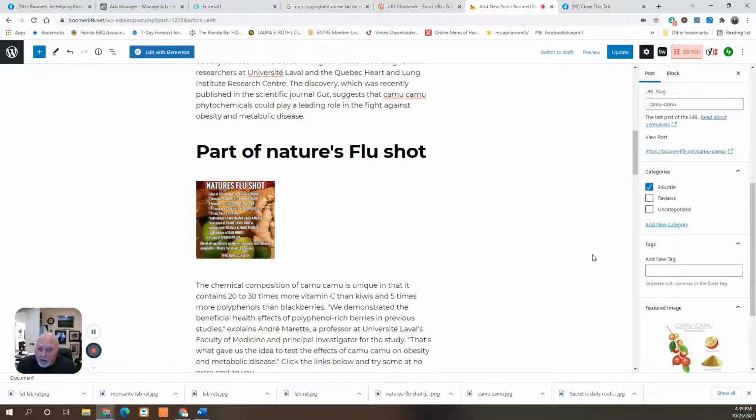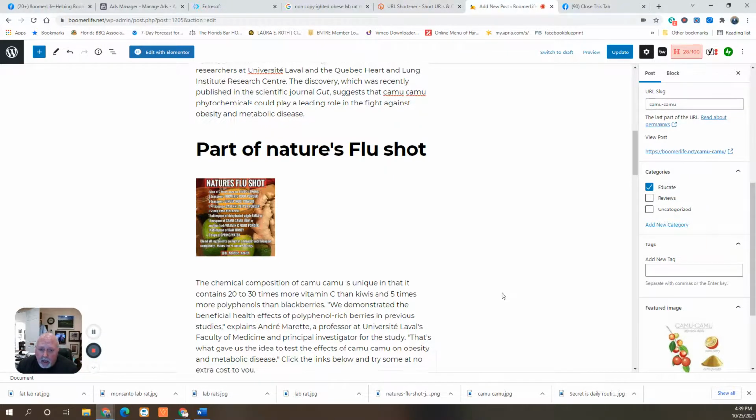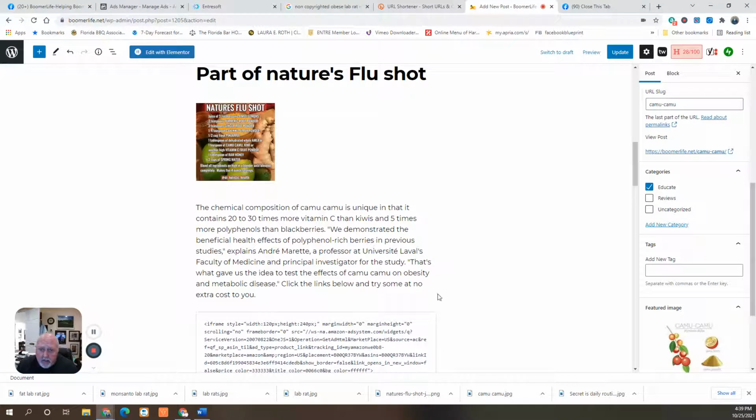The chemical composition of Camu Camu is unique in that it contains 20 to 30 times more vitamin C than kiwis and 5 times more polyphenols than blackberries. According to the article, they demonstrated beneficial health effects of polyphenol-rich berries in previous studies. That's what gave them the idea to test the effects of Camu Camu on obesity and metabolic disease.